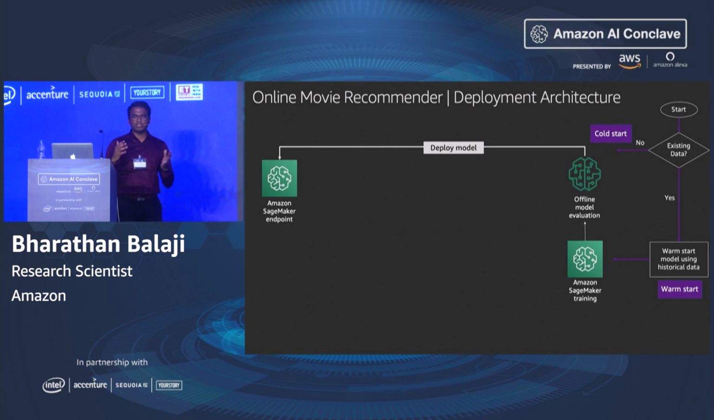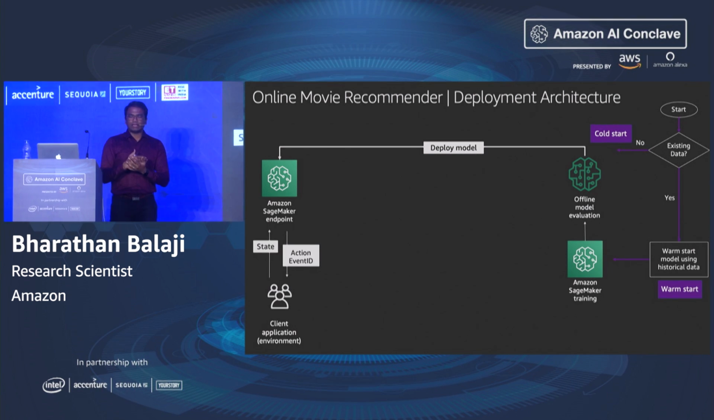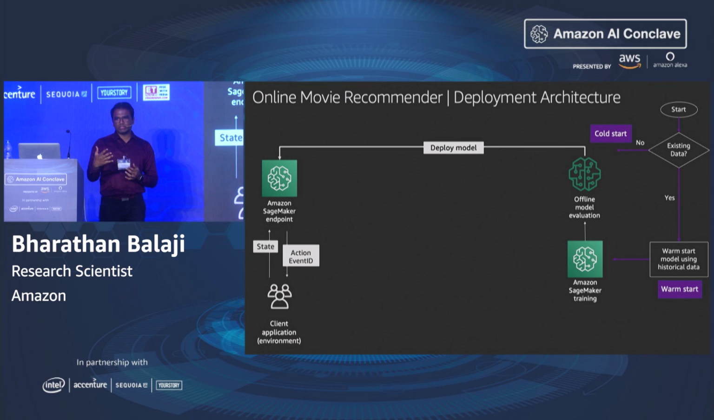If we have no historical data, then we can start with some model that you already have, or we start from scratch and the model is going to start with some random recommendations. The client application now interacts with the hosting endpoint. It provides the state, the user features and item features. And the bandit provides the recommended action and also the event ID. The event ID is the unique ID that we are going to use to track every interaction and create our data set for further updating and training of the models.